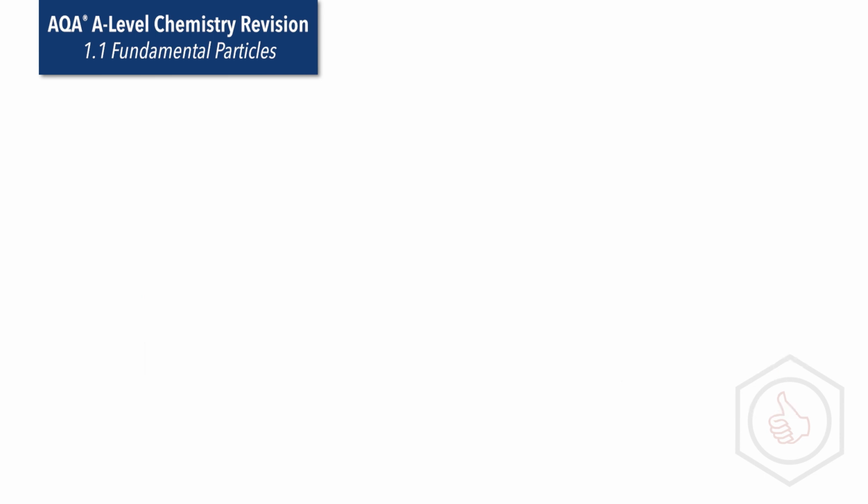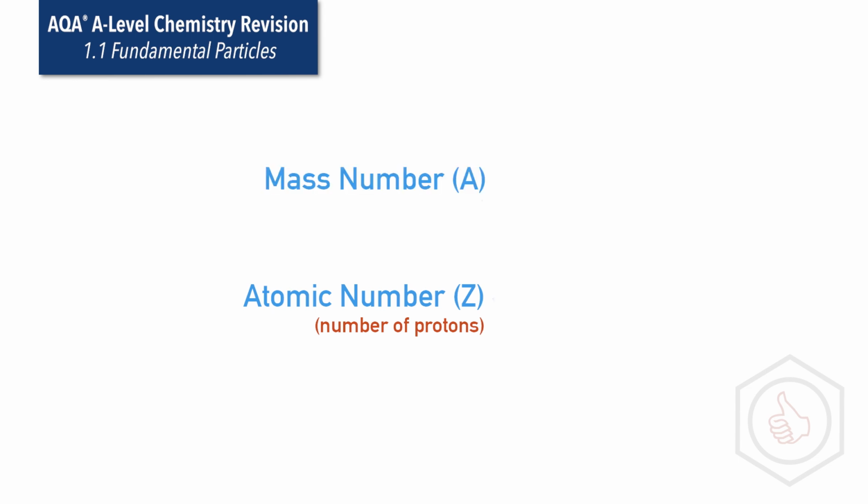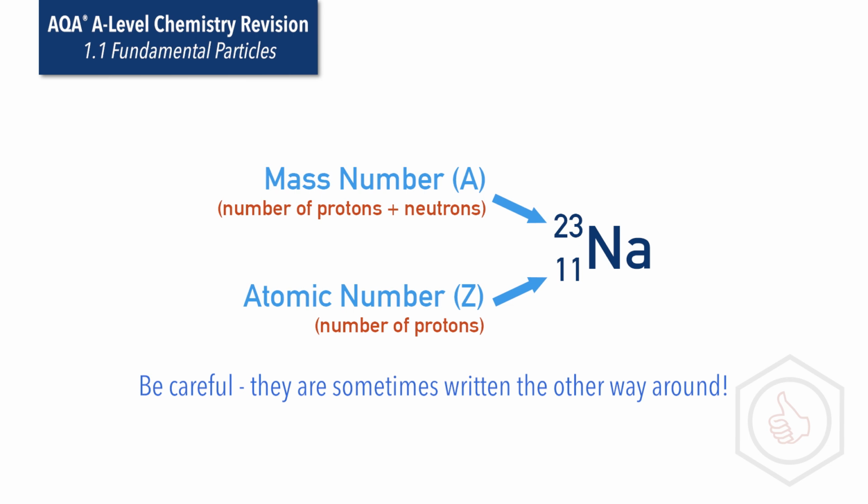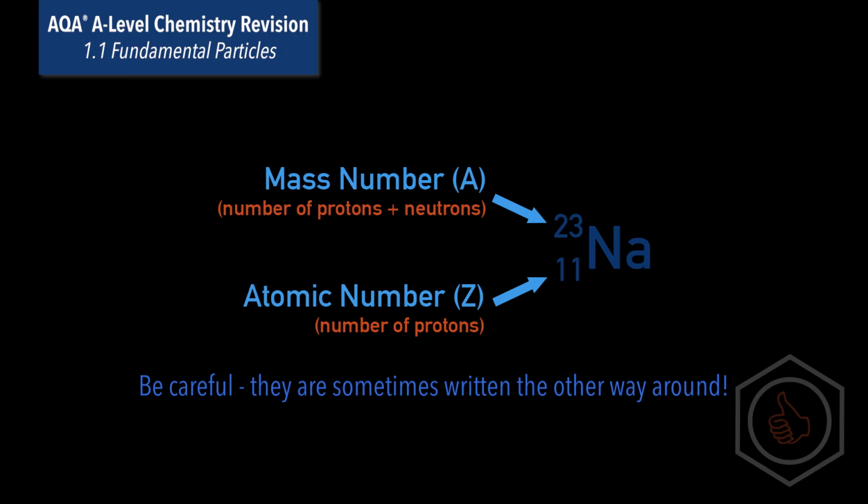The atomic number of an atom, Z, represents the number of protons in the atom. The mass number, A, is the total number of protons and neutrons. These are usually shown as a superscript and subscript next to the element symbol, with the mass number being the superscript and the atomic number being the subscript. But be careful because this doesn't have to be the case. Sometimes you'll see them the other way around. But always remember, the bigger number will be the mass number and the smaller number the atomic number.